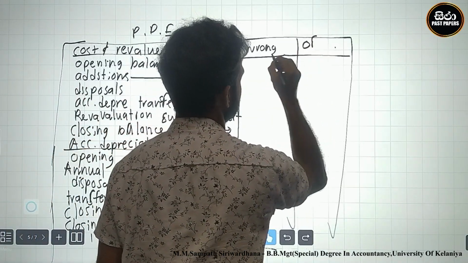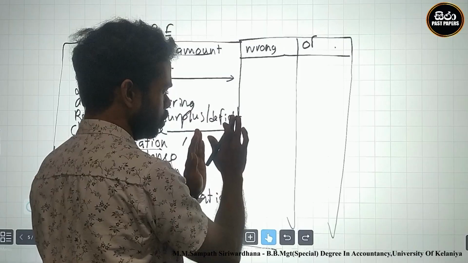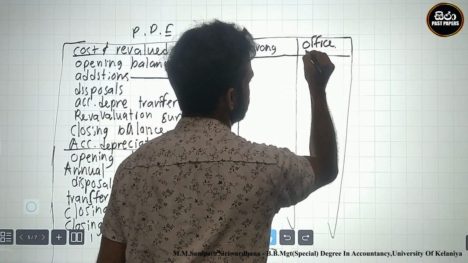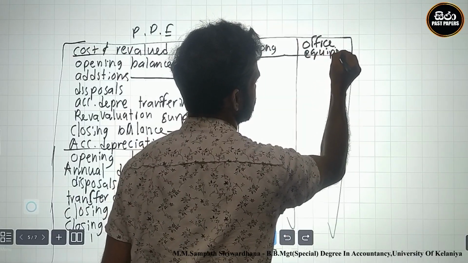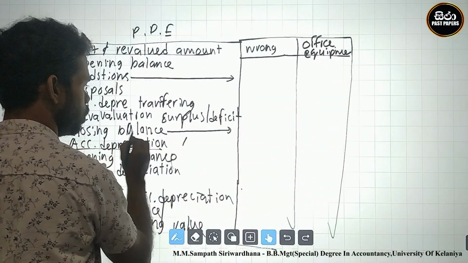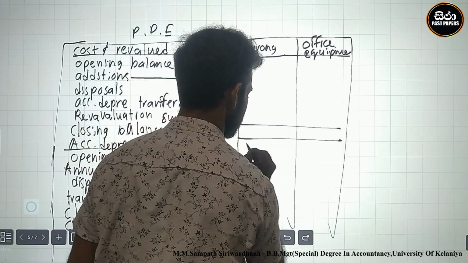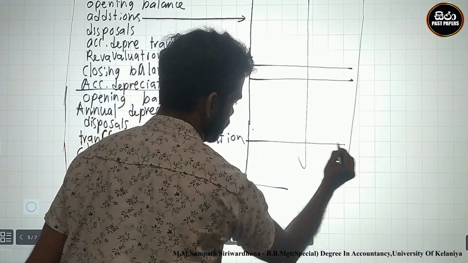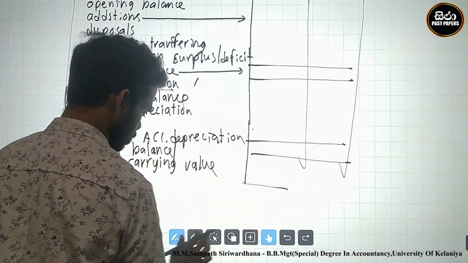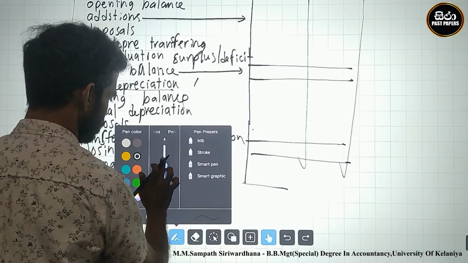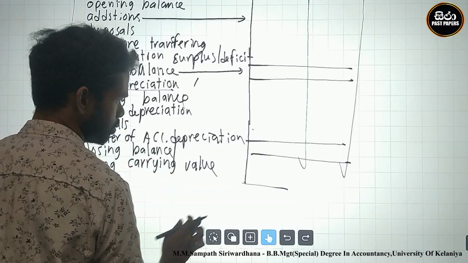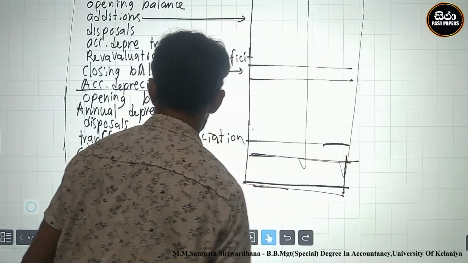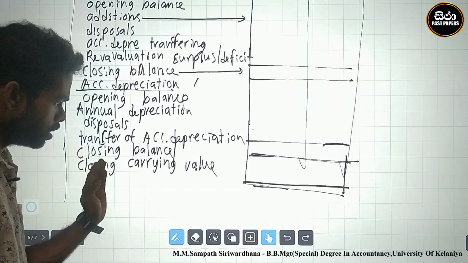There is office equipment. There is a wrong value column, but don't think about the wrong value column. This is the actual office equipment. This is the closing balance, and after that another closing balance. Then cumulated depreciation, and after that, closing carrying value.